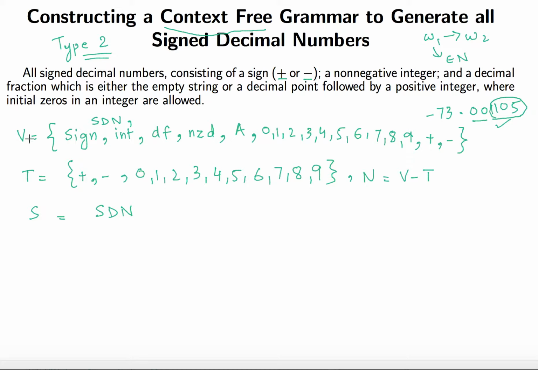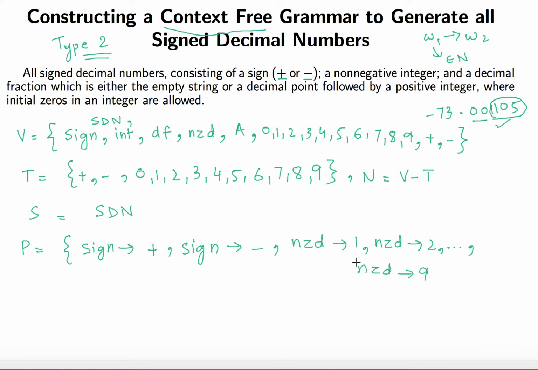Now note that by the rules of phrase structure grammars, S has to be within V, right? Now we talk about the main part here. We have to talk about the set of productions. So first of all, basic ones. I say sign can be replaced by plus and sign can be replaced by minus. Now I can say non-zero digits can be replaced by 1, non-zero digits can be replaced by 2, and to save space I can say non-zero digits can be replaced by 9. This means that a non-zero digit can be replaced by any number from 1 to 9. So 3 to 8 is not skipped; this is taken care of by the ellipsis here.